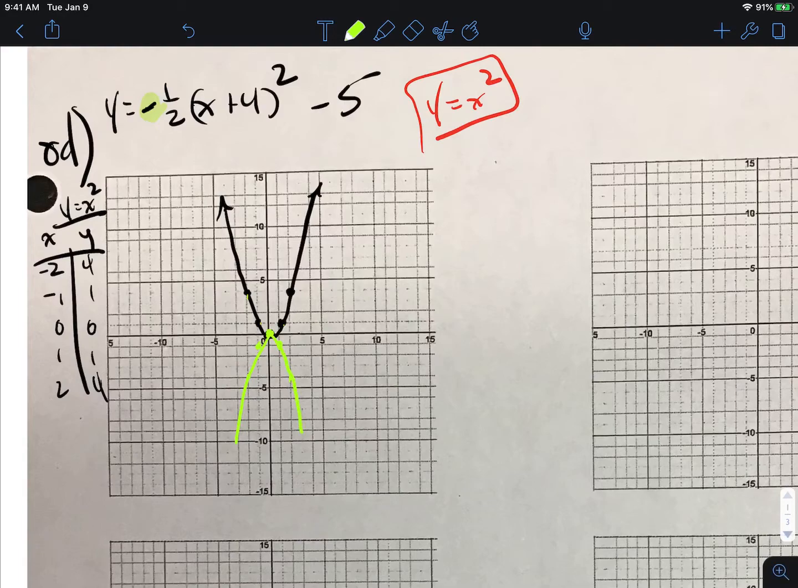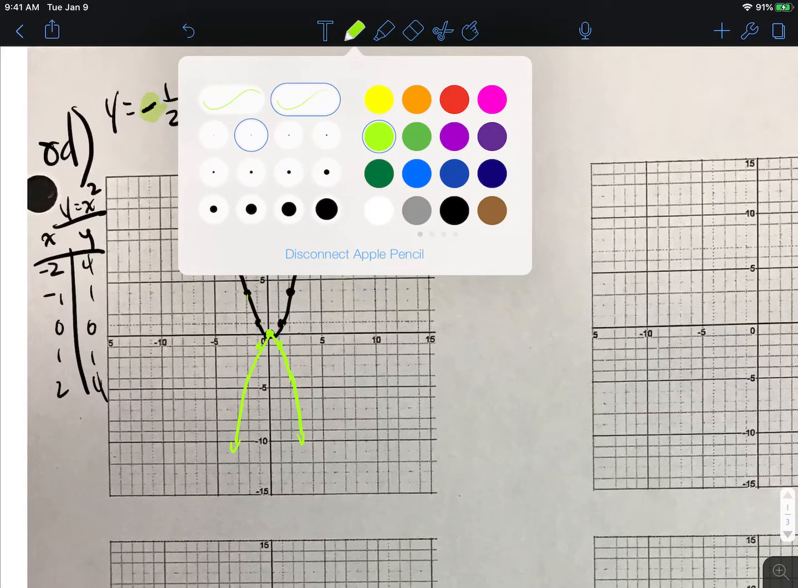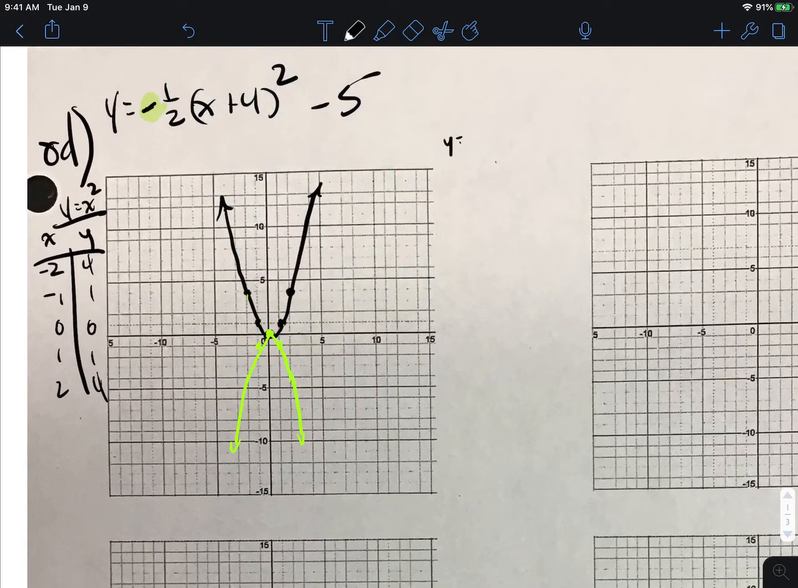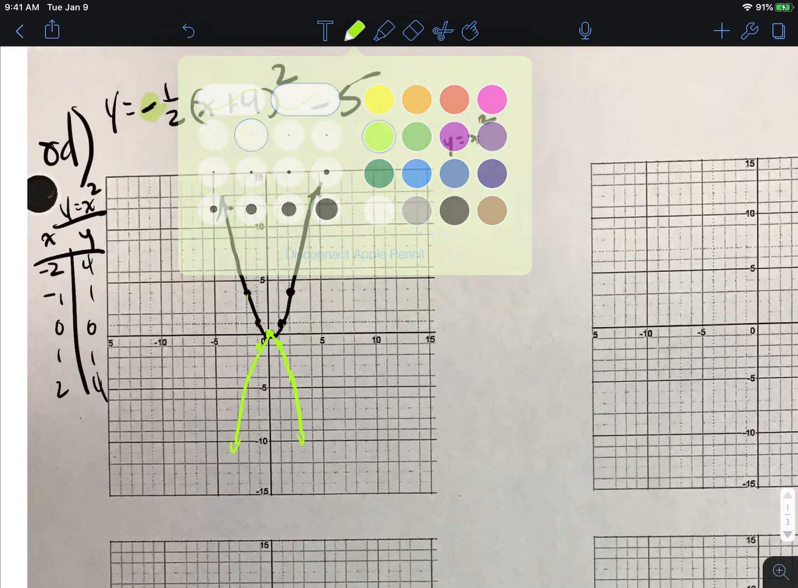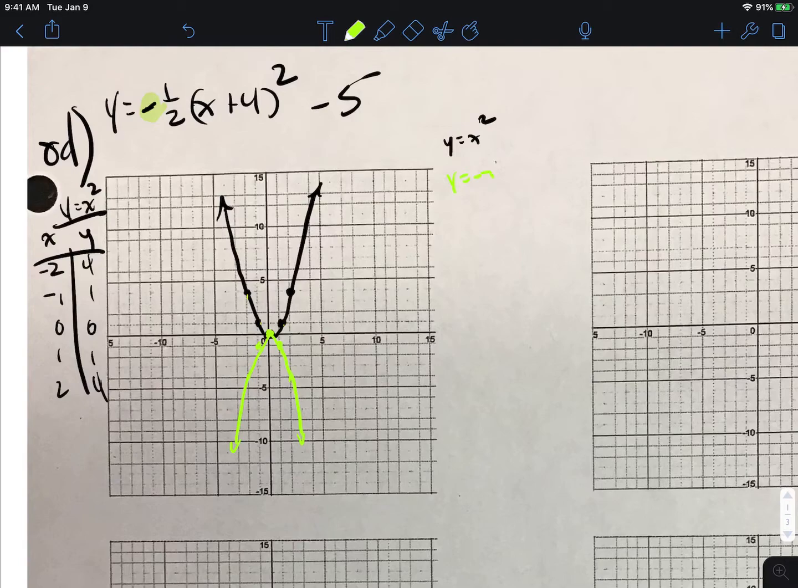And then the more of these you do, you'll get better at it. But then I just keep track of, let me erase this here. If you're using colors, I keep track of y equals x squared. That's the black graph. And then y equals negative x squared. Not a great color, can't really see it.